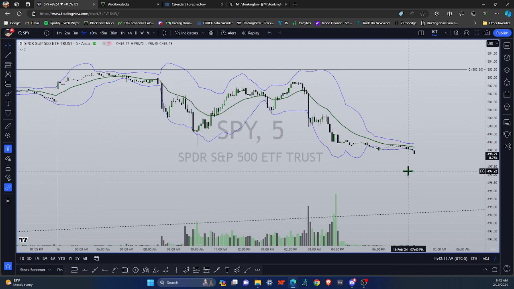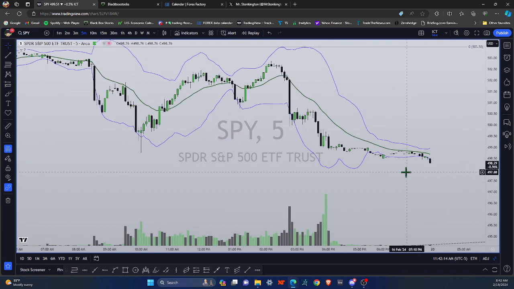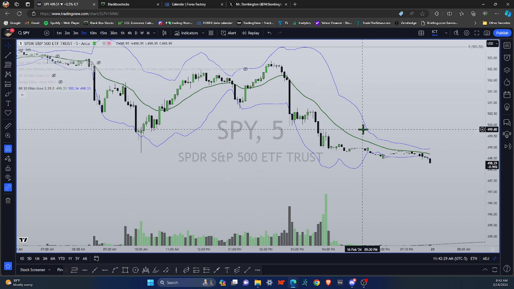All right, so this is how I've been liking to have my intraday chart set up. I keep it fairly simple. I've been liking the Bollinger Band with a 20 EMA in the middle there. Let's check out that weekly candle on the SPX and the SPY in a minute.